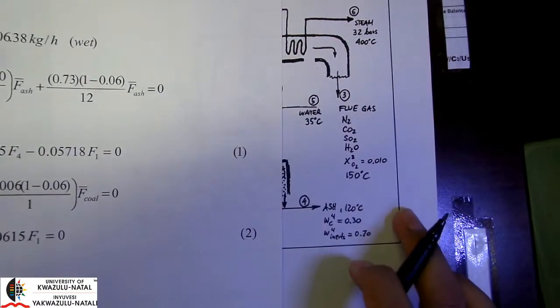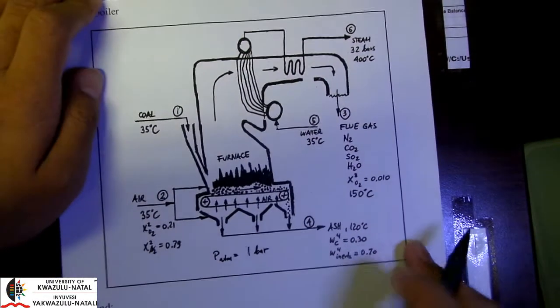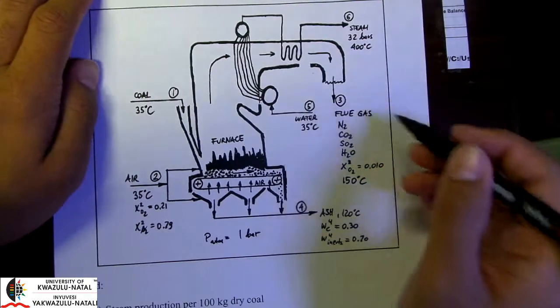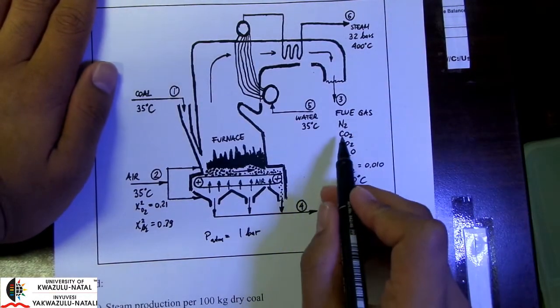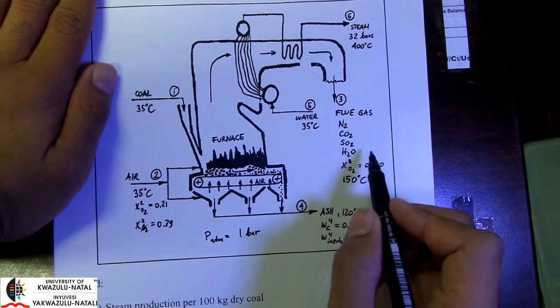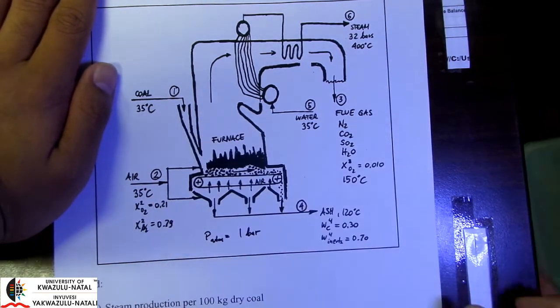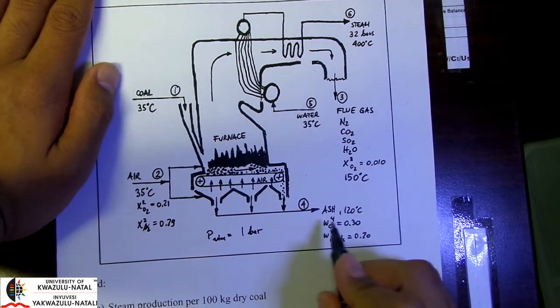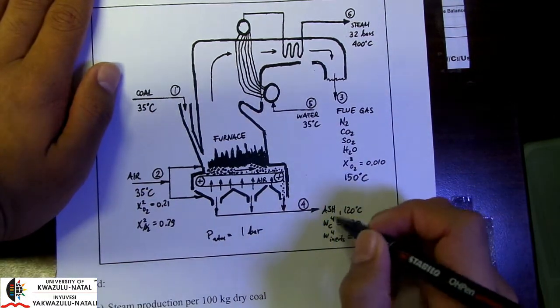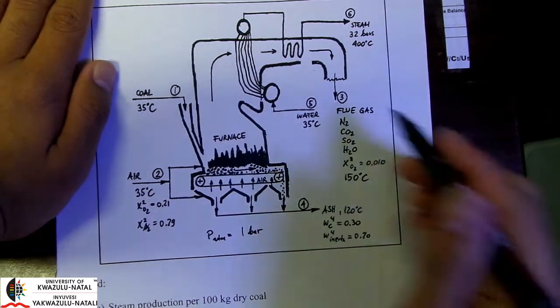Okay, so for our carbon balance, we will have carbon coming out in our flue gas in the form of CO2, and we have carbon coming in as elemental coal. We also have carbon coming out in the ash. Okay, so we can do a carbon balance as follows.